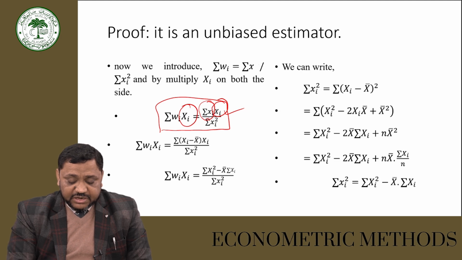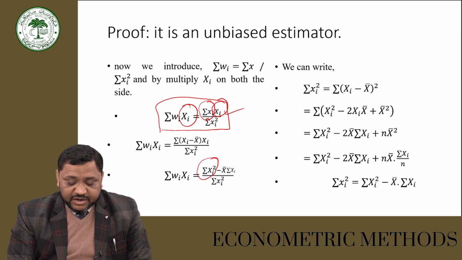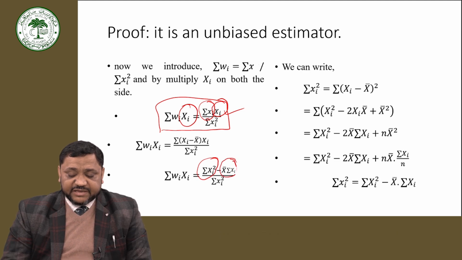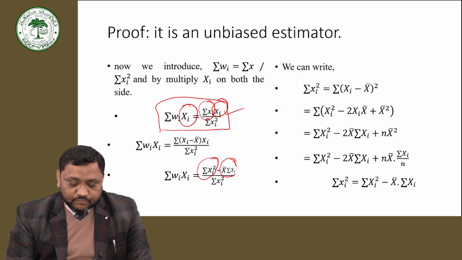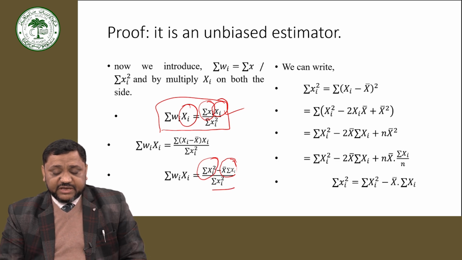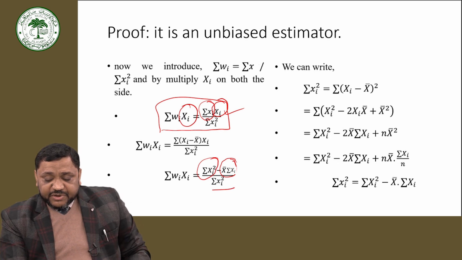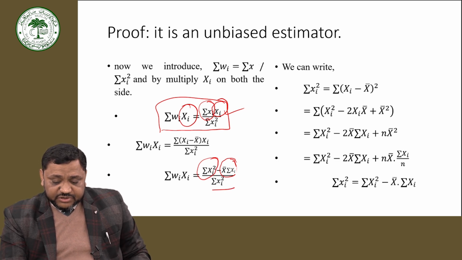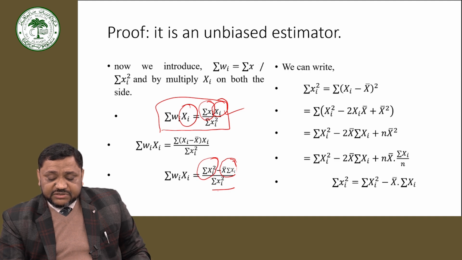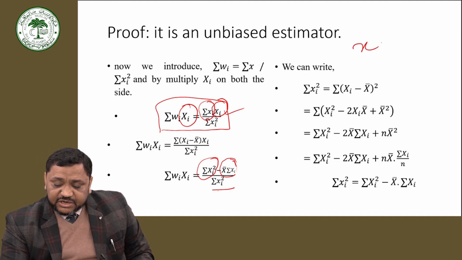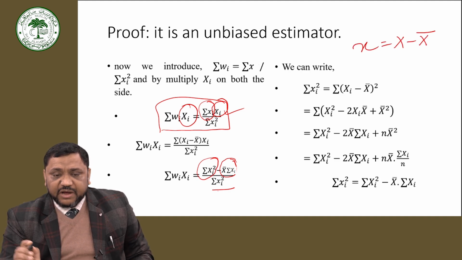So it becomes summation xi square minus x bar xi, divided by summation xi square. Now summation xi square, what is below, we can open it. We see that small x is equal to X minus x bar.